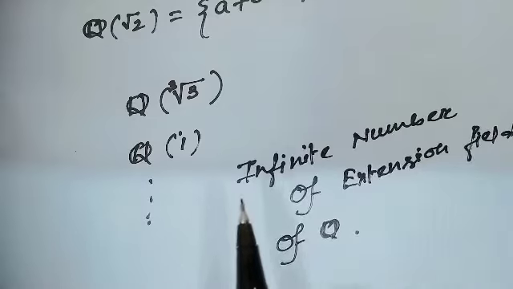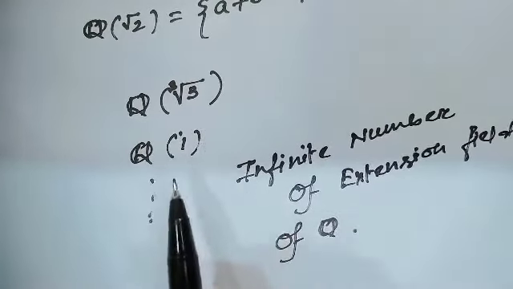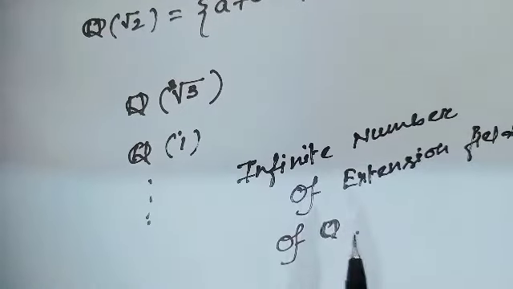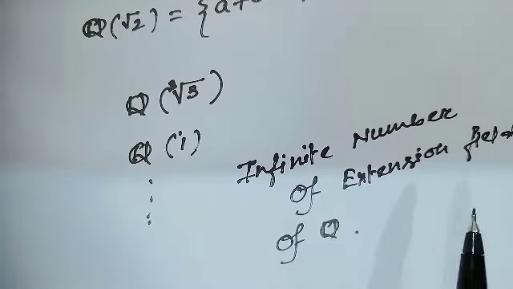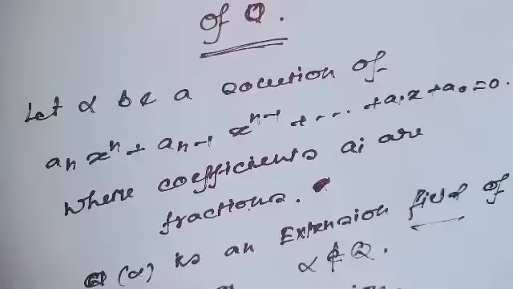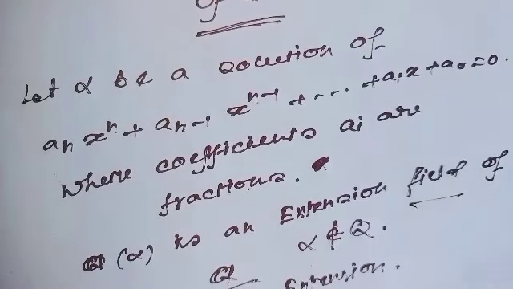Similarly, we can extend Q as Q(2^(1/3)), Q(i), where i is √-1. That means there exist an infinite number of extension fields of the rational numbers. Now I will show a new type of extension of the rational numbers.